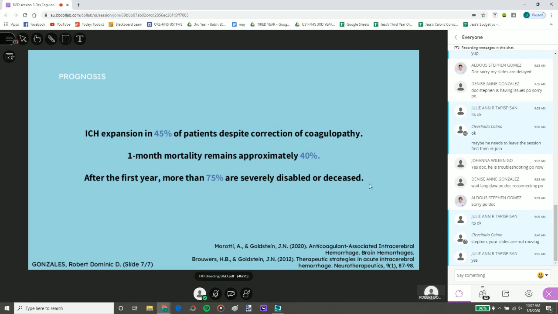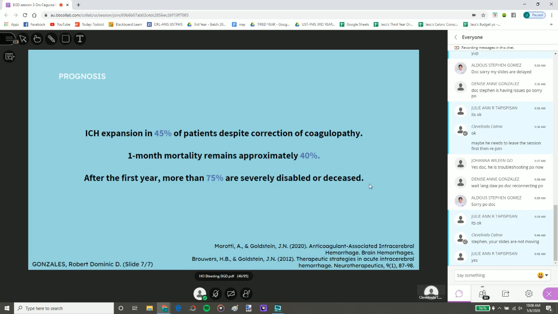Okay, so for the prognosis of patients with cases of ICH, ICH expansion can be seen in 45% of patients despite correction of coagulopathy. One month mortality remains approximately 40%. And lastly, after the first year, there is still a great percentage, which is 75%, who become severely disabled or deceased. So that's it for the case.